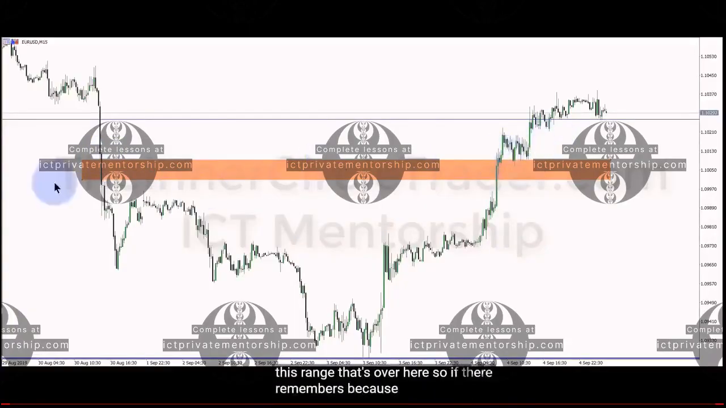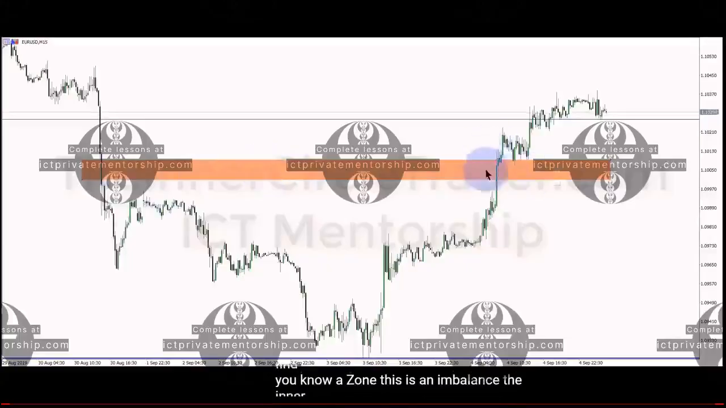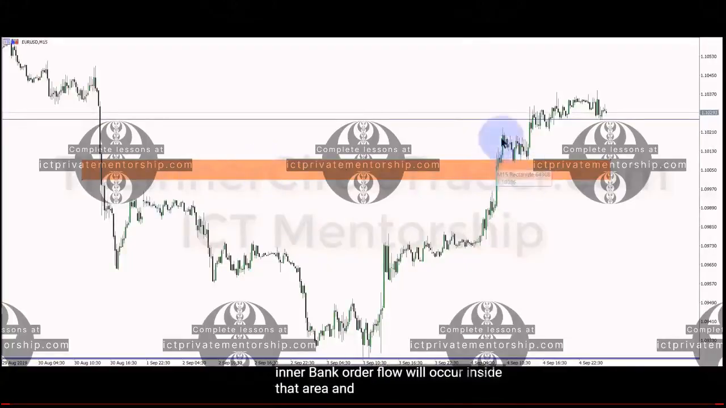So IPTA remembers, because of this imbalance, it understands that this area here, it wants to return back to multiple times. So you don't see this as a demand zone in supply and demand. You wouldn't see this as an area to buy because it's just simply an imbalance. They're looking for areas where there's consolidation, rally, and then that creates an opportunity to go back inside that consolidation and find a zone. This is an imbalance.